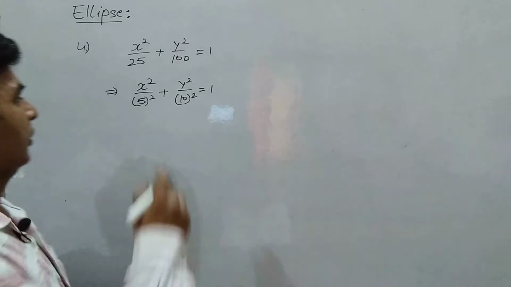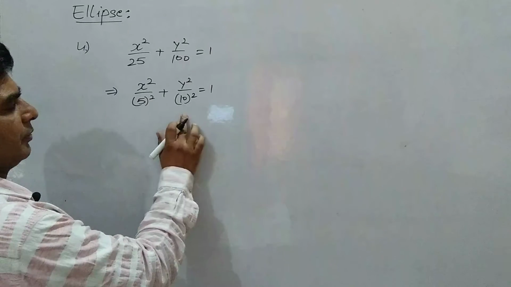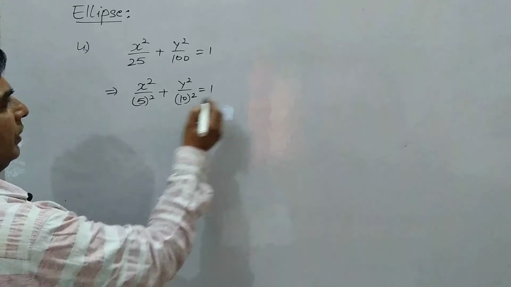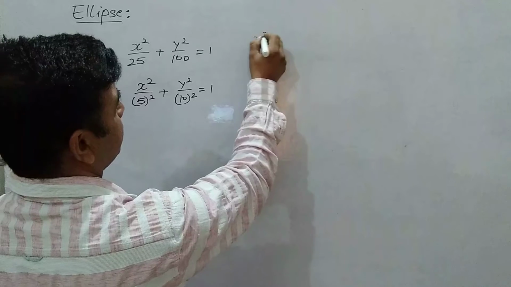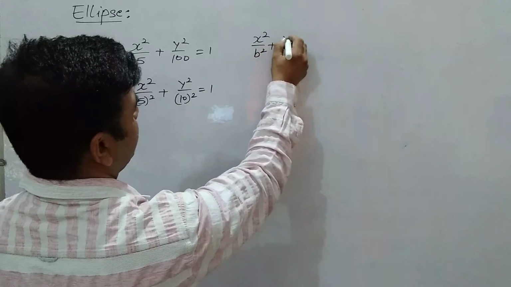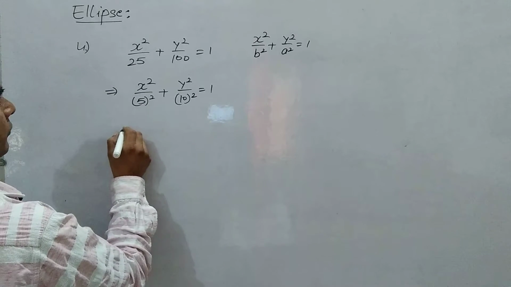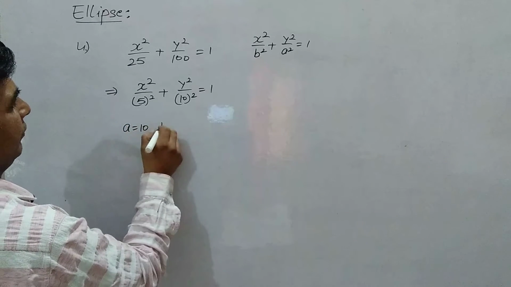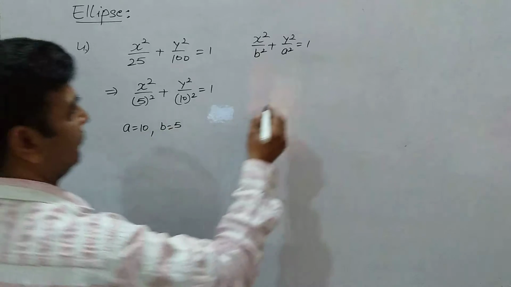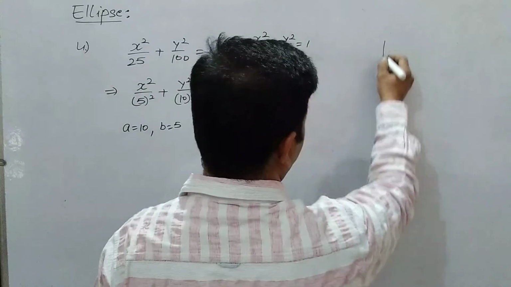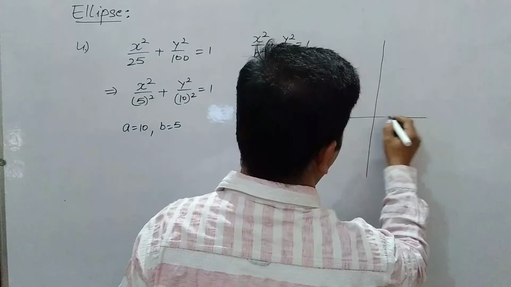Now let's see, after comparing this ellipse with the standard equation of the ellipse given by x square by b square plus y square by a square is equal to 1, the value of a will be 10 and the value of b will be 5. And if you want to draw the graph of this ellipse, it can be obtained like this.